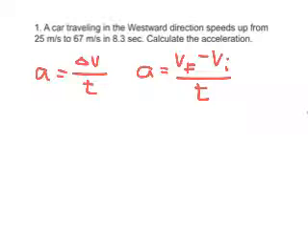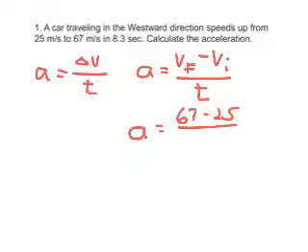As I mentioned before, v sub f is the final velocity of the object. V sub i is the initial velocity of the object. So in this case, the acceleration is v sub f, which is 67 meters per second, minus 25, divided by the 8.3 seconds. We'll put the units back here in a second when I do the computation.